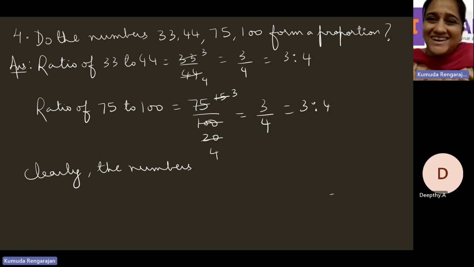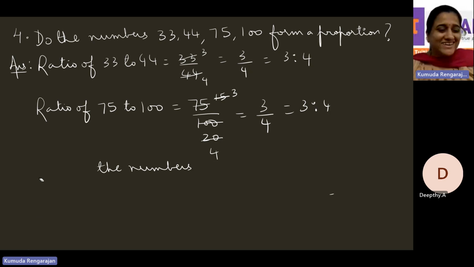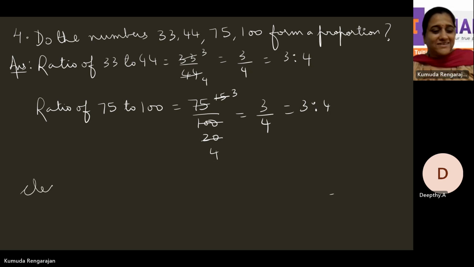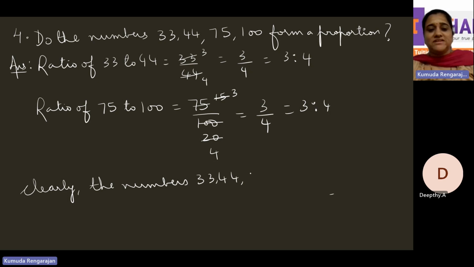The word clearly is not clear, is it? Okay, is my handwriting so bad? One second. Clearly, the numbers 33, 44, 75, and 100 form a proportion.